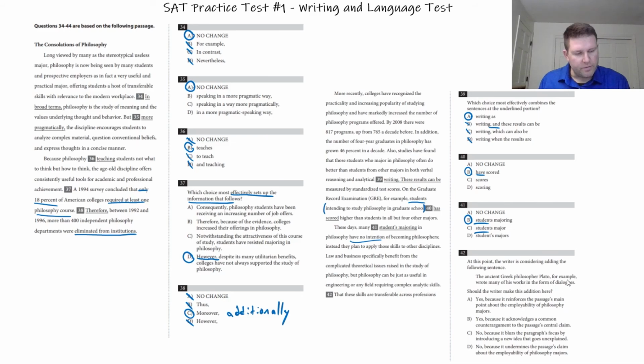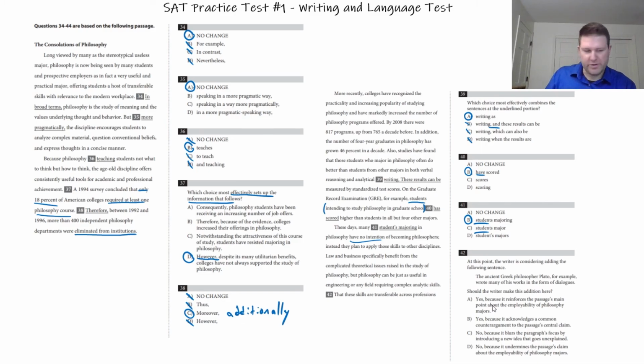And then at this point, the writer is considering adding the following sentence: The ancient Greek philosopher Plato, for example, wrote many of his works in the form of dialogue. So when they're thinking about adding a sentence, remember the first check you're doing is, is it relevant? Is it helpful to wedge this into the paragraph, right? Or is it super disruptive? So if you look here, it's just saying philosophy is basically really useful. And then all of a sudden they do this call back to like ancient Greece, right? And using an example with Plato. And it's just not super relevant here.